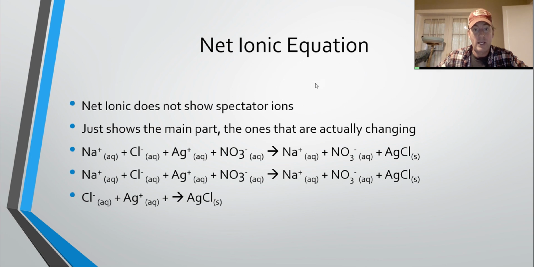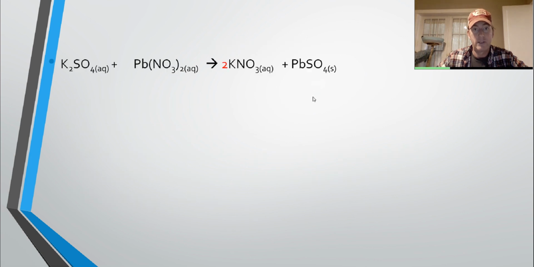So, as we think about some other examples here, we have two solutions, and we're making a precipitate again. Lead 2 sulfate is one of the exceptions of the sulfate rule, so that is a precipitate. It's insoluble in water. And to balance it, I need to have a 2 there, right? We have 2 potassiums over there. We need 2 here. 2 nitrates, 2 nitrates.